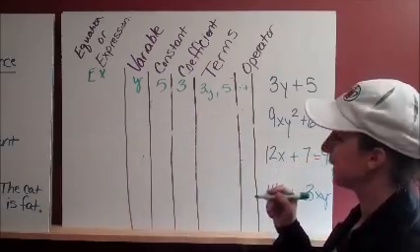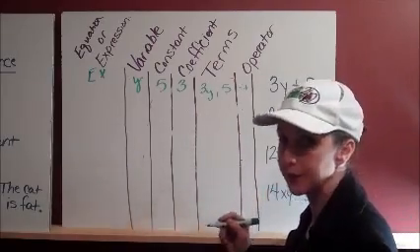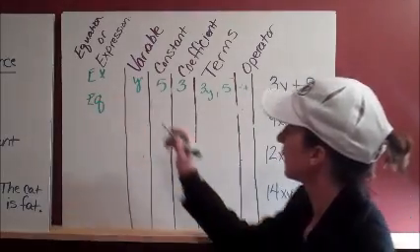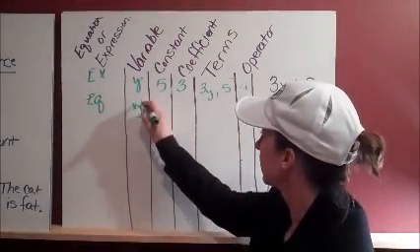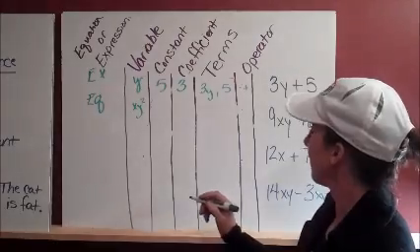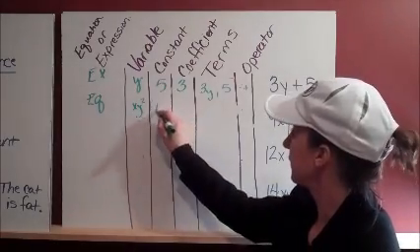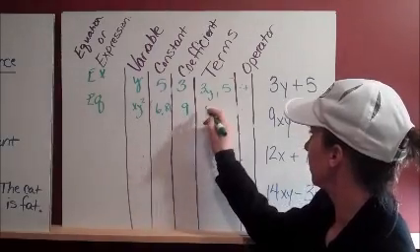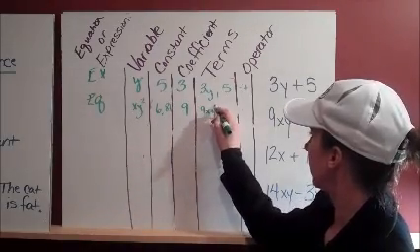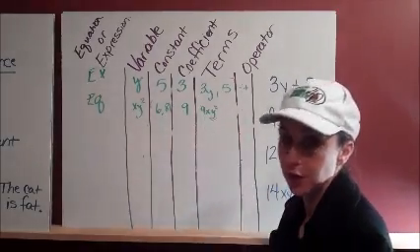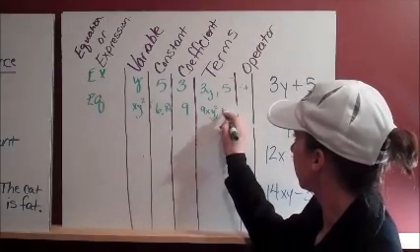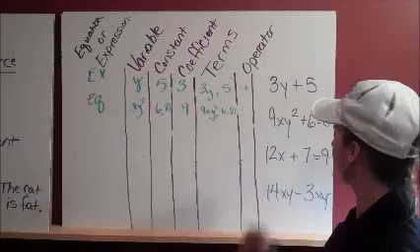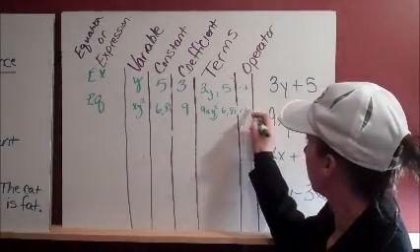9xy squared plus 6 equals 81. Equals tells me that it is an equation. My variable is x, y squared. My constant is 6 and 81. My coefficient is 9. My terms are 9, xy squared. That's all one term. Then I have a 6 and I have an 81. Operators, multiplication, addition.